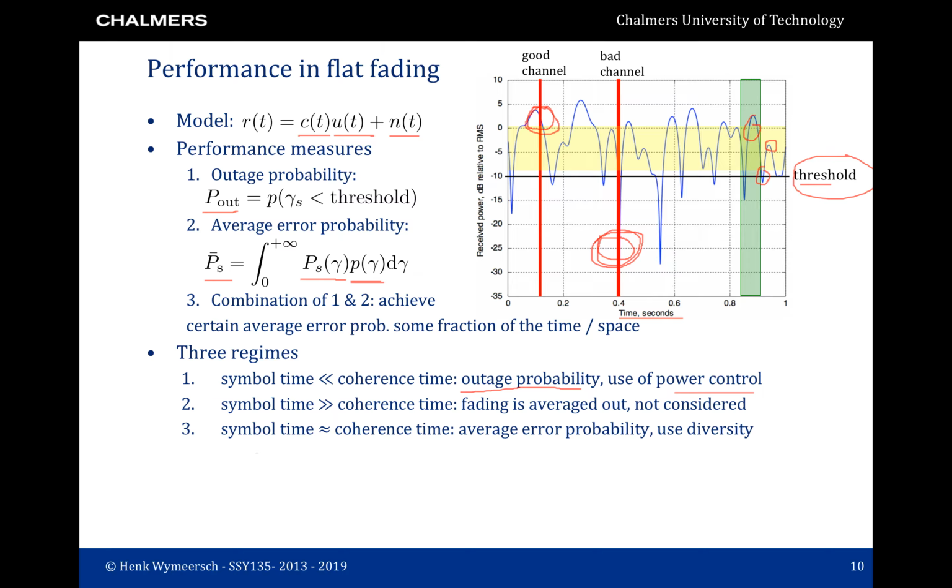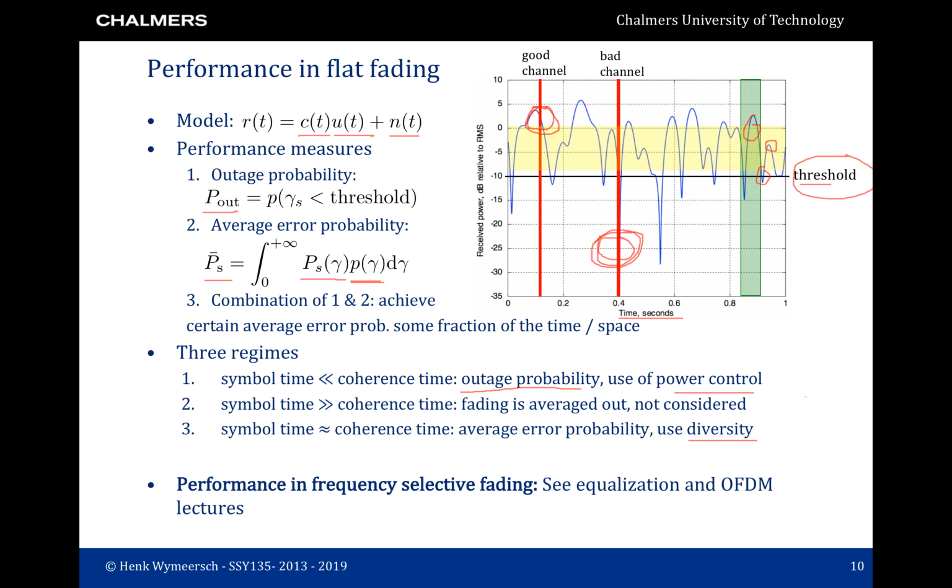Finally, we have the case where the symbol slot duration is on the order of the coherence time, as shown in green. In this case, the average error probability is a reasonable metric, because when we send a sequence of data symbols, they will each see a different channel, and then the average is a meaningful way to quantify performance. If we want to improve average error probability on such a communication system, we will use diversity, which we will see in the next lecture. The remainder of this lecture is on performance in flat fading. If you're interested to learn about performance in frequency selective fading, you will need to wait till the lecture on OFDM.